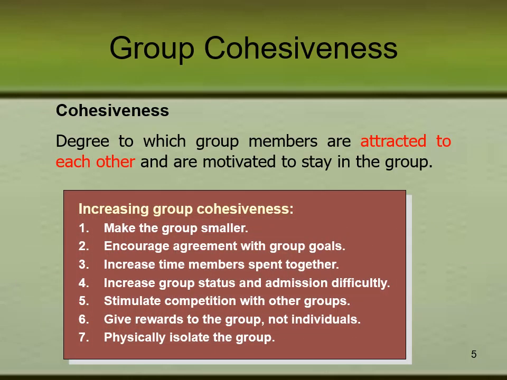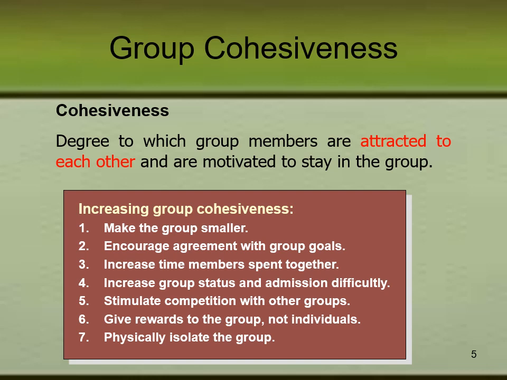Now we go to group cohesiveness, and we'll see what are the factors that increase cohesiveness. So you need to understand what is cohesiveness first. Group cohesiveness is the degree to which group members are attracted to each other and are motivated to stay in the group. So in simple words, cohesiveness here means keserasian. Group members, are they attracted to one another or not? Are they happy to work with one another or not? That is called as cohesiveness.